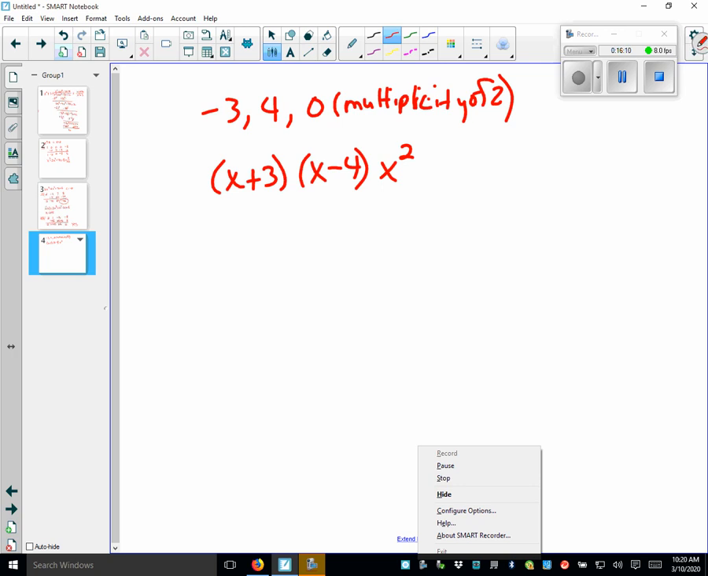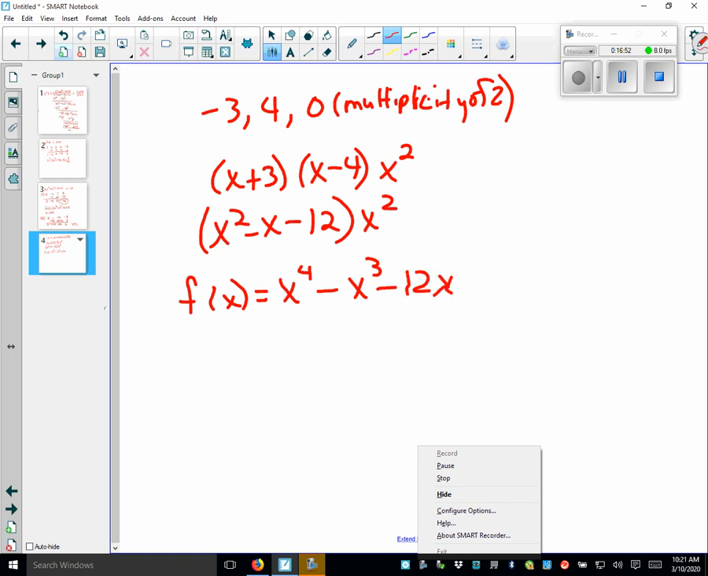What do I do now? Should I FOIL the first part? Yeah. What does that give me? X squared minus x minus 12 times x squared. Is that correct? Yes. Now distribute the x squared. So f of x equals x to the fourth minus x cubed minus 12x squared.